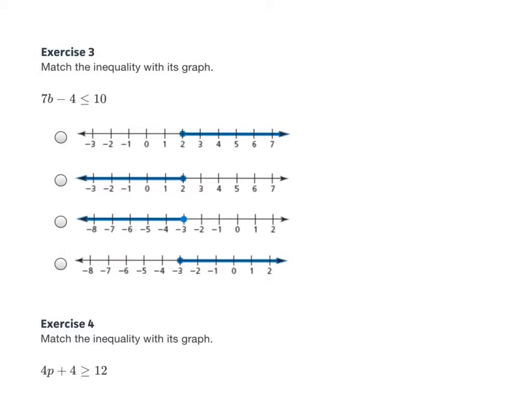We're going to start with exercise number 3, which is 7b minus 4 less than or equal to 10. You're going to do order of operations backwards, which means we're looking for this minus 4. So we're going to get rid of minus 4 by using the inverse, which is adding 4. Add 4 to both sides.